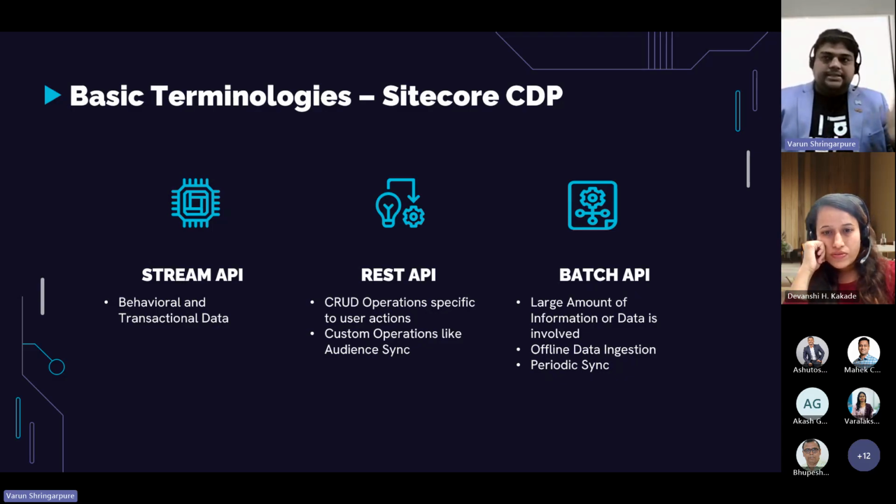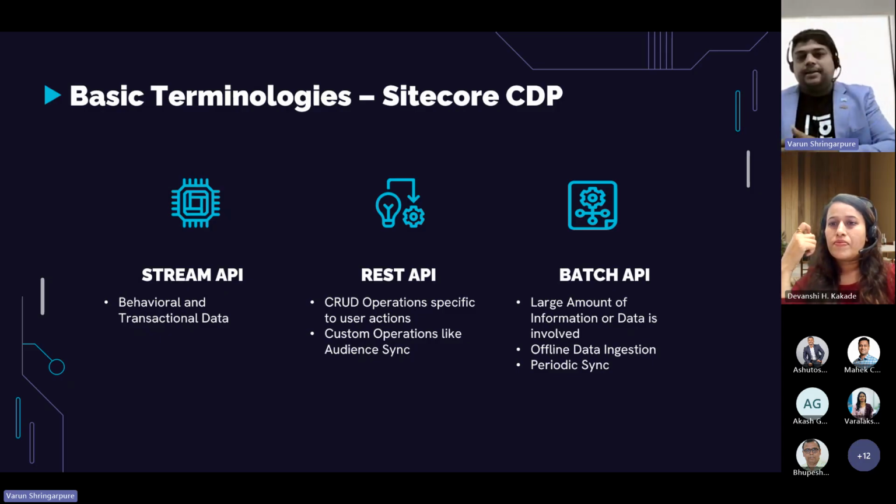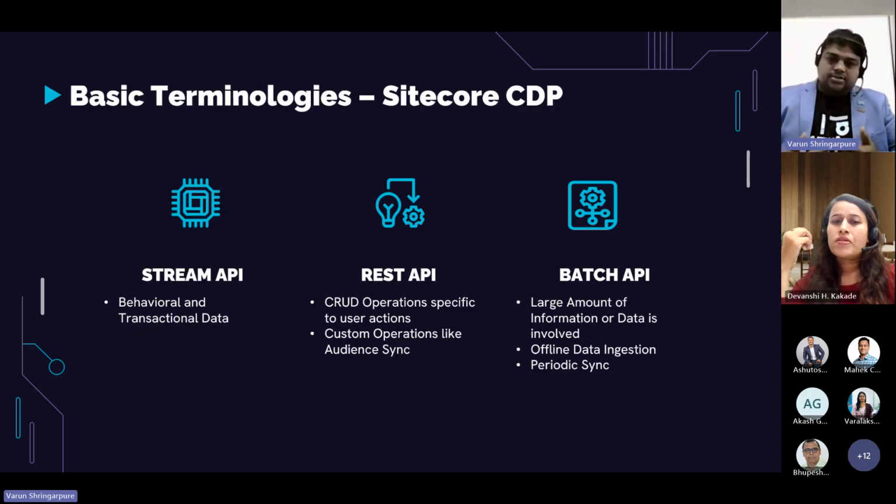As an example, as Devanshi mentioned, when the user is submitting their PII data, of course, there is a stream API call which is made so that the user gets identified. The data about that particular user, let's say the email ID, the first name, the last name, and so on, is all passed on from our website to the CDP, so that the guest who is a visitor till now becomes a customer.